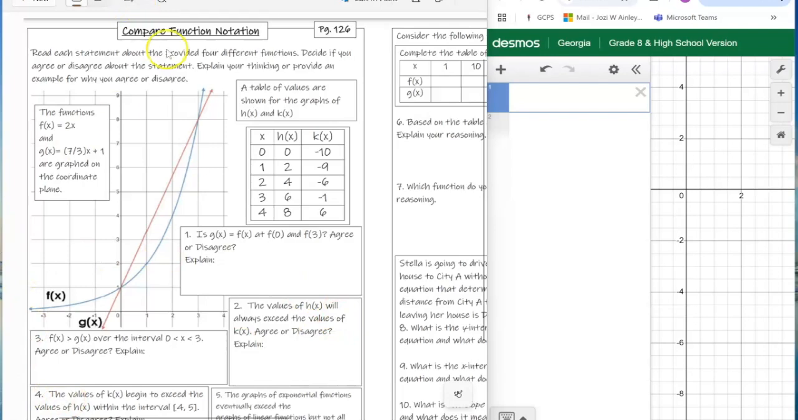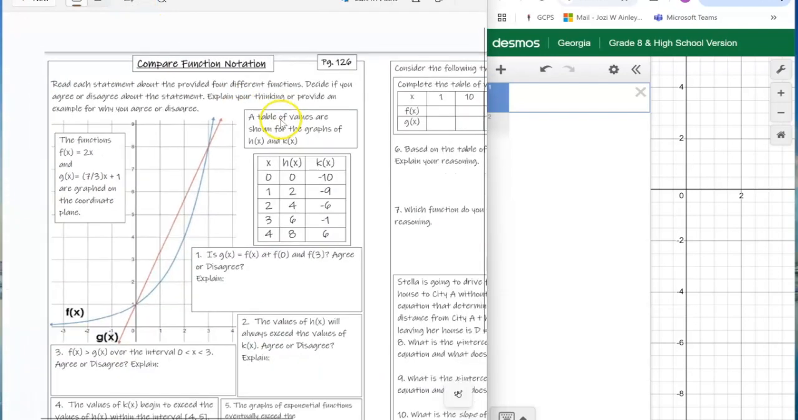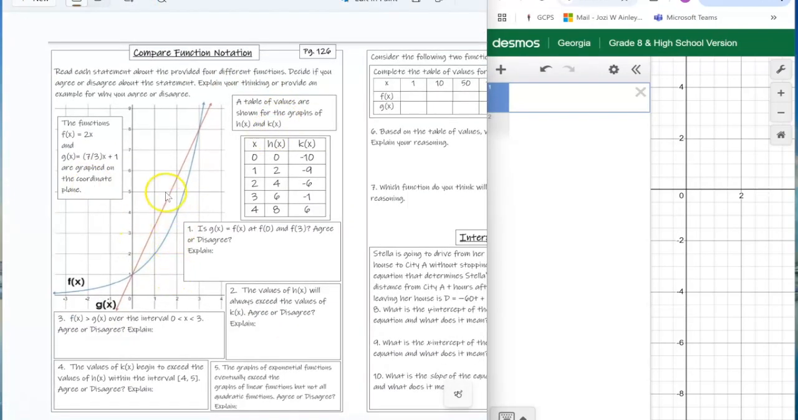All right, so we're going to compare function notation. You have a visual representation here, and here you have a table. Just in case you forgot how to write an equation, I'm going to do the one from a table. So read each statement about the provided 4 different functions. So you've got f of x, g of x, h of x, and k of x. Decide if you agree or disagree about that statement. Explain your thinking, or provide an example for why you agree or disagree.